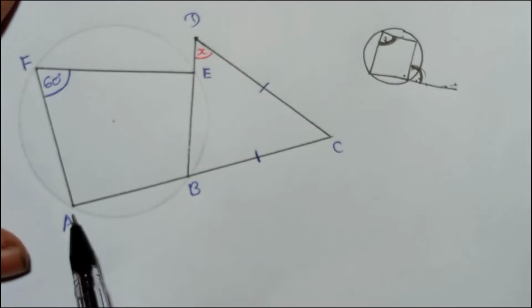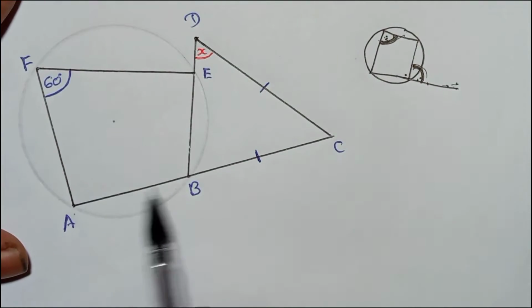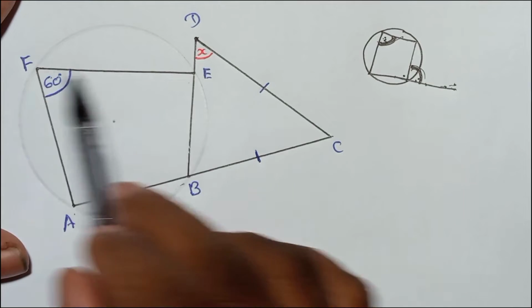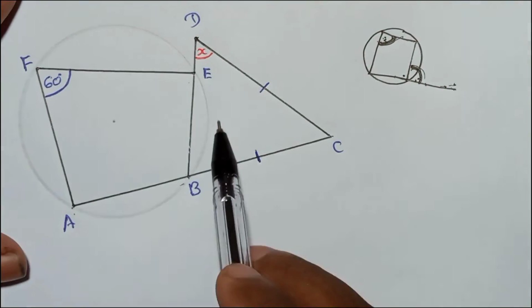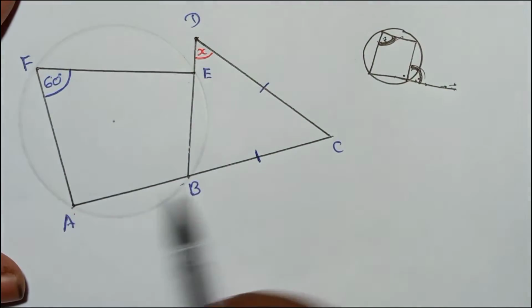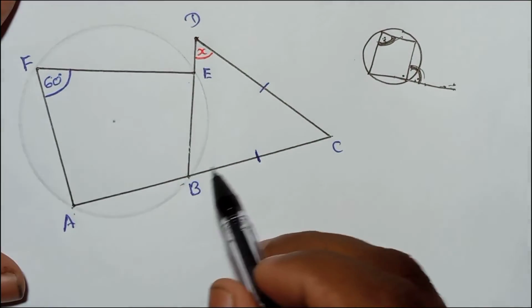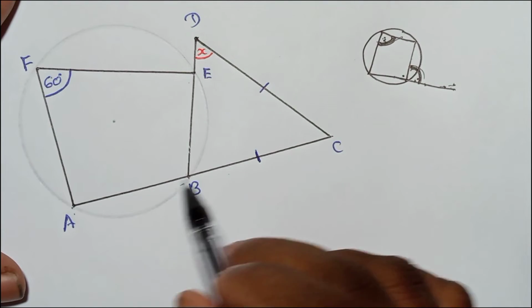ABEF is a cyclic quadrilateral. You can see this ABEF, all the points are on the circumference of the circle. So, this is a cyclic quadrilateral. ABEF means cyclic quadrilateral. AB is extended like this. You can think this part is AB extended.